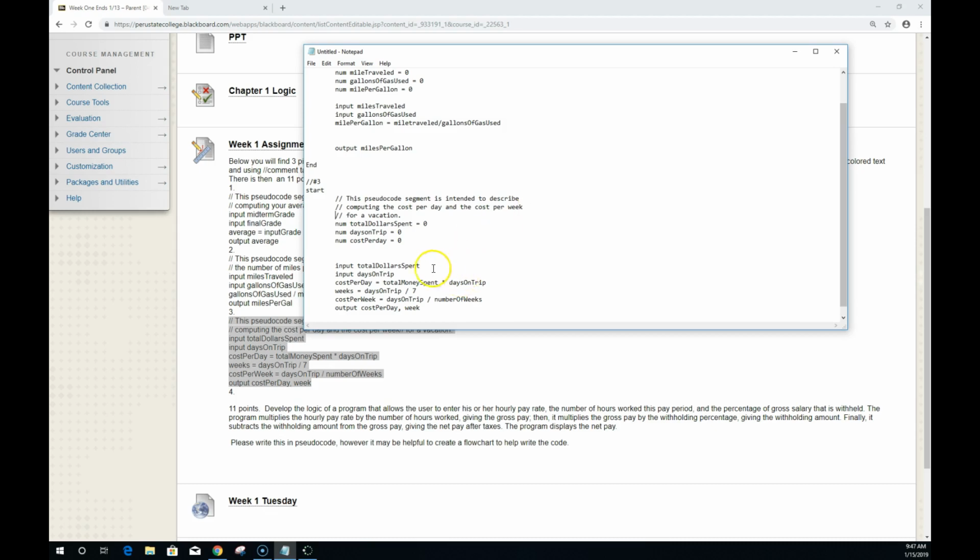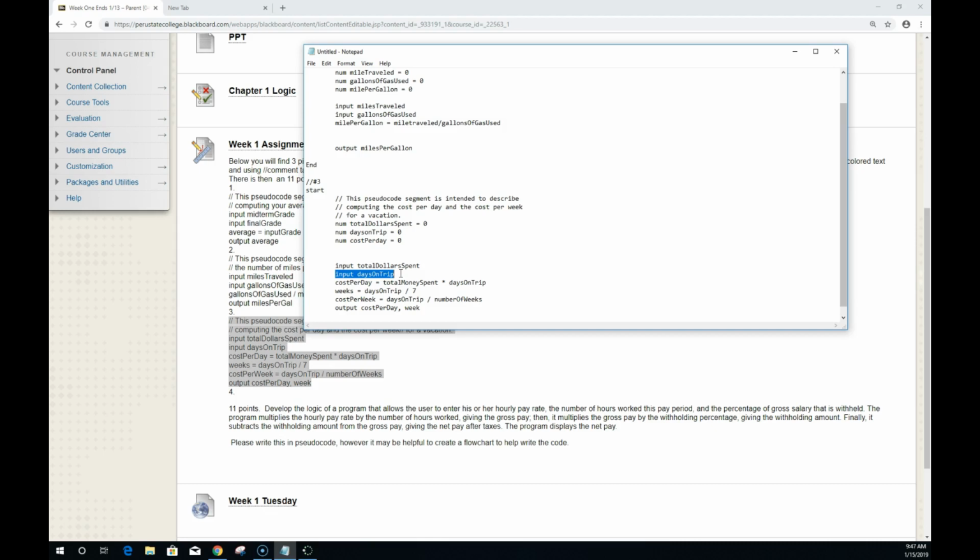So here we're going to input how much you spent on a trip, and here we're going to put in how many days you spent on the trip. So if we're going to figure out what the cost per day and the cost per week is, does that give us enough information to solve this problem? Okay. So now we need to do some computation.